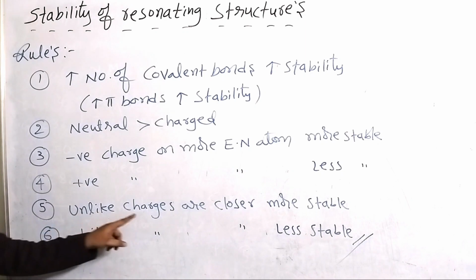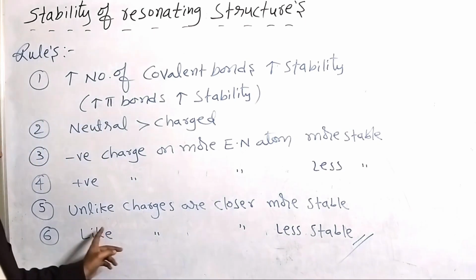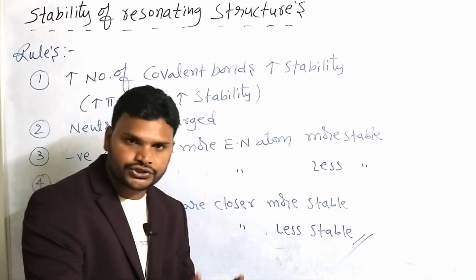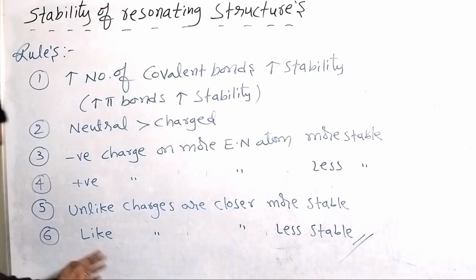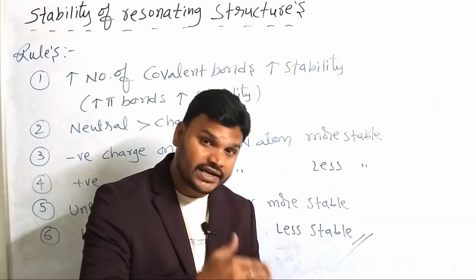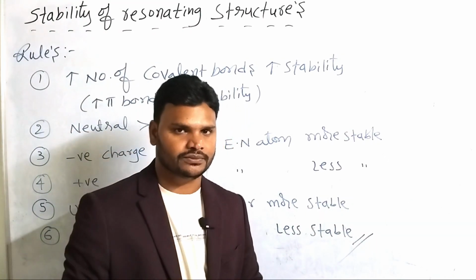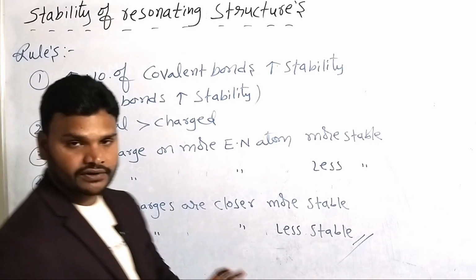Next, unlike charges, means plus or minus. Clear? Unlike charges are closer, more stable. Unlike charges are far away, less stable. That is the logic. Last rule, like charges are closer, less stable. Like charges are far away, more stable. So these 6 rules are very important. You have to take a screenshot and you have to practice very well.